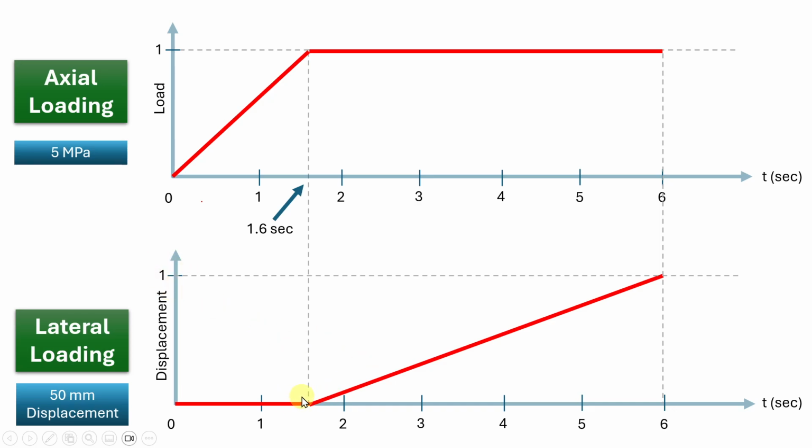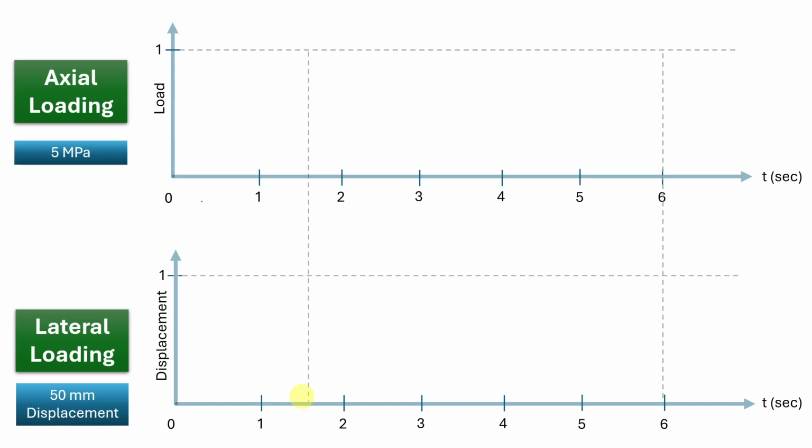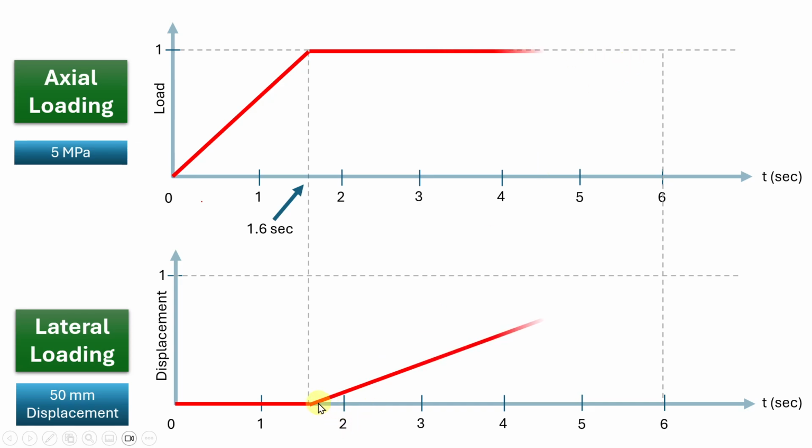So again, first the load will increase in axial, but there will be no lateral displacement, and the peak will be reached at 1.6 second. Then the axial load will be constant, and the lateral displacement will start increasing up to 50 millimeter. Okay, so let us define the table first.